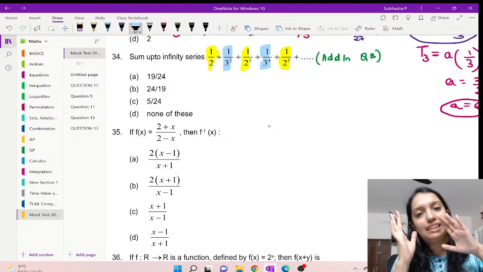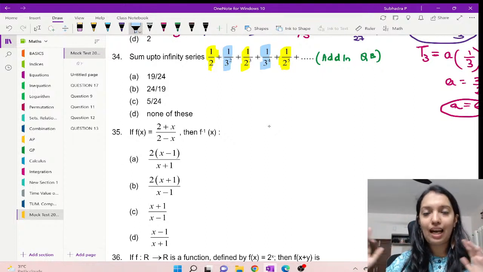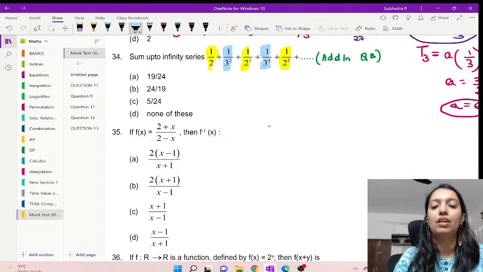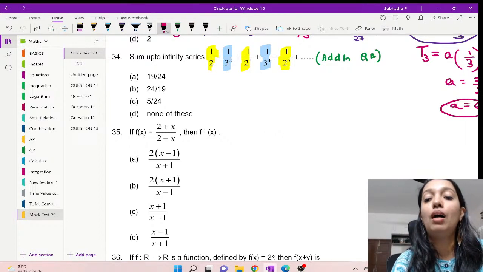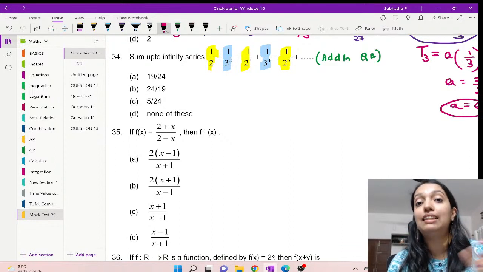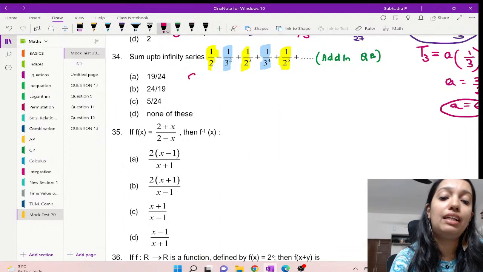What we will do, we will separately add them and then we will combine the answers and add them, we will get the combined sum. Remember, this is sum up to, have they given the last digit? No, that means this is sum to infinity. How do you find sum to infinity? It is a divided by 1 minus r.